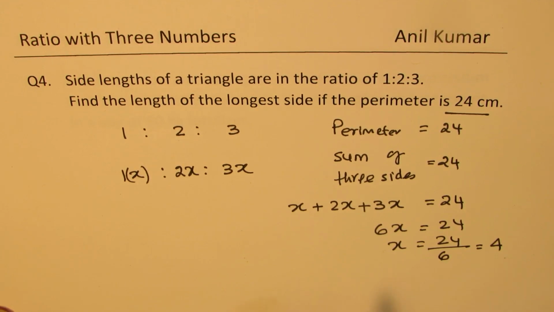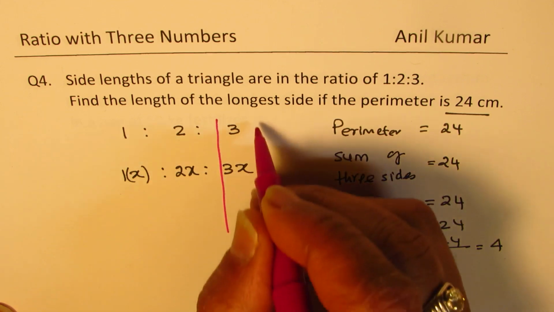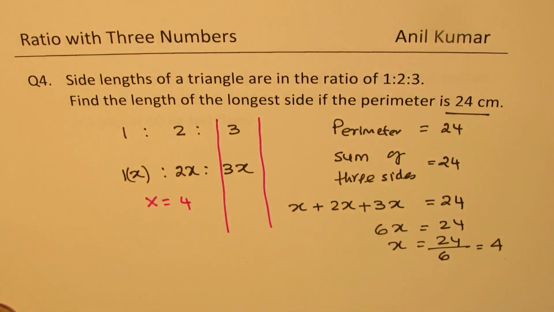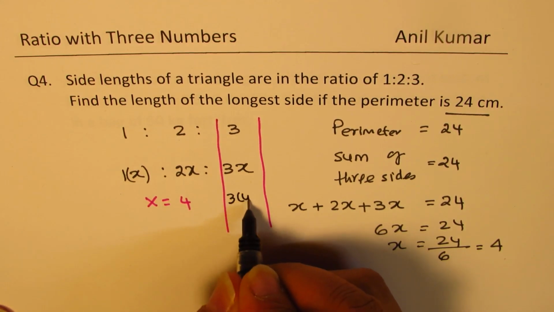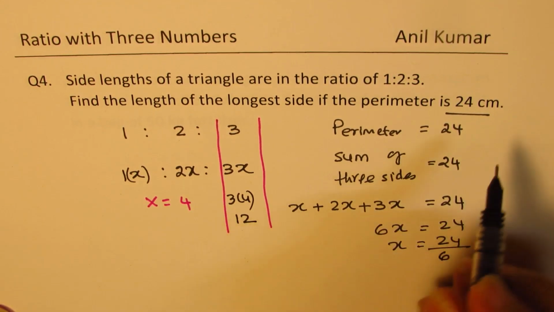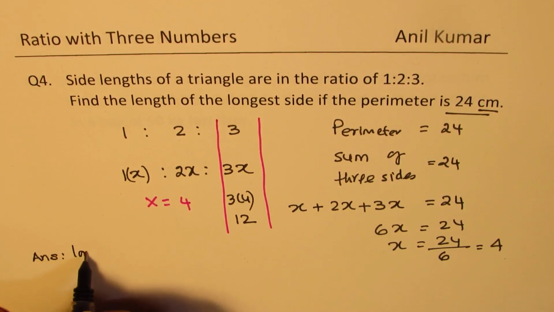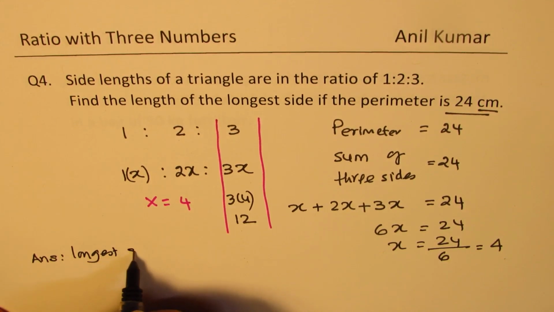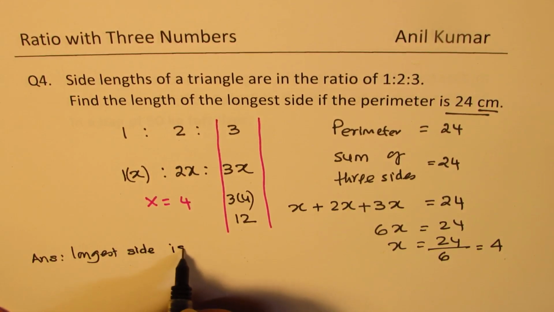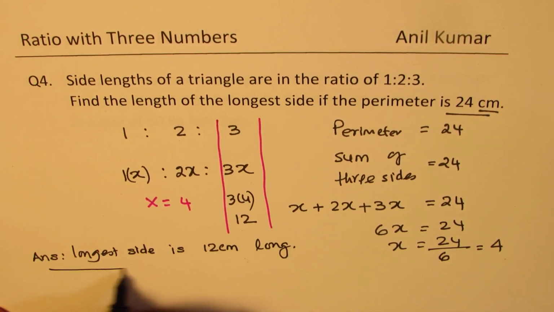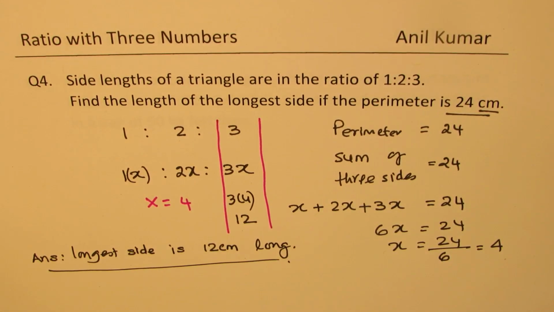So x is 4. We need to find the length of the longest side, which is of course 3x, correct? So if I substitute x equals 4, what do I get? I get 3 times 4, which is 12, right? Units will be centimeters. So we get our answer, that the longest side is 12 centimeters long. Is that clear to you? So that is how we are going to solve such questions.